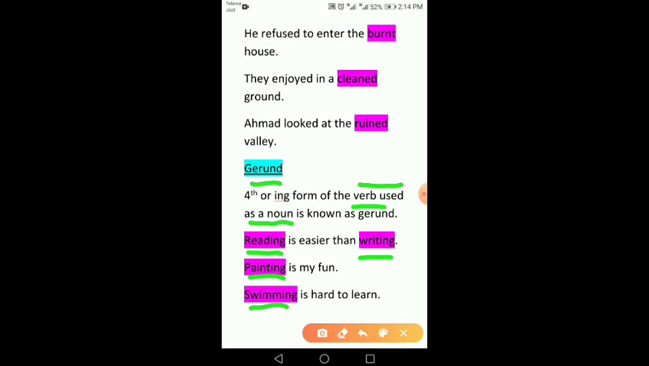Reading, writing, painting and swimming all are forms of verb. Read, reading, and write, wrote, written and writing, and paint, painted, painted and painting, and swim, swam, swam and swimming. So all these are the fourth forms of verb and working as noun. So these nouns are also called verbal nouns. So also keep in mind their name.